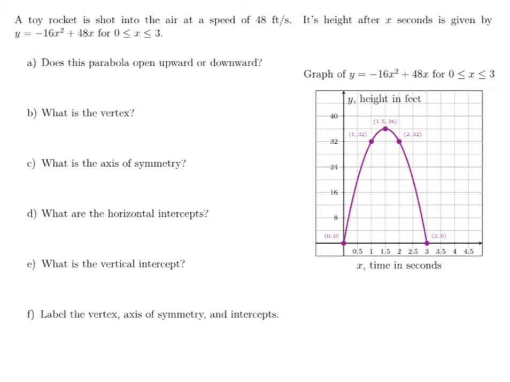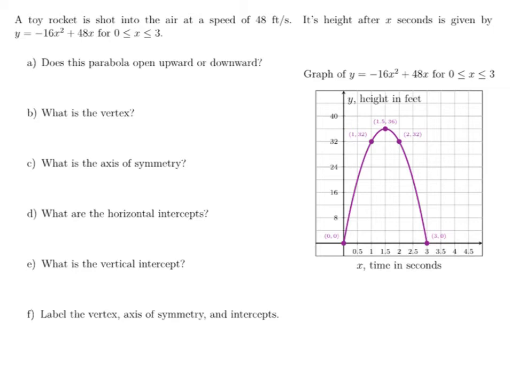So let's get started. Looking at these key features, we're going to look at whether the parabola opens upward or downward. We'll look at the vertex, the axis of symmetry, both the horizontal and vertical intercepts, and then we'll state the domain and range. The last thing we'll do is to label each of these things on the graph itself.